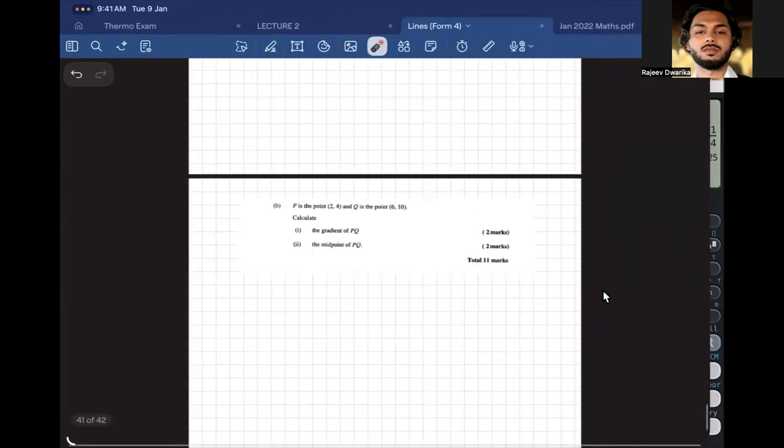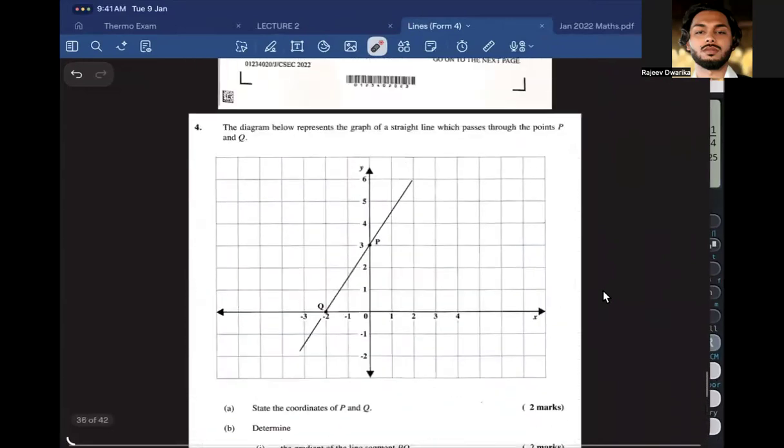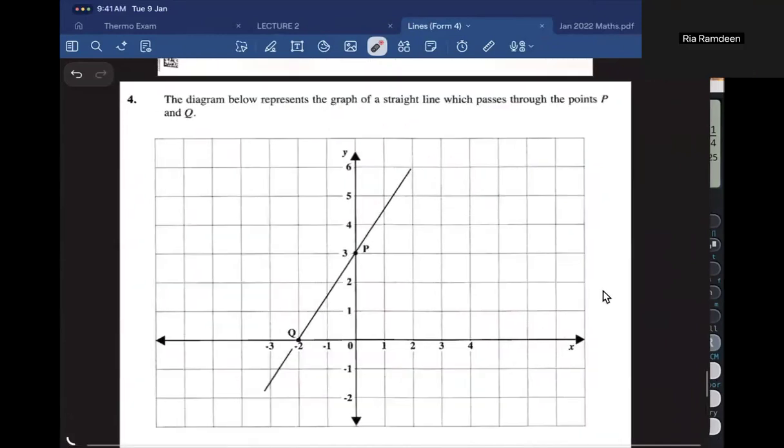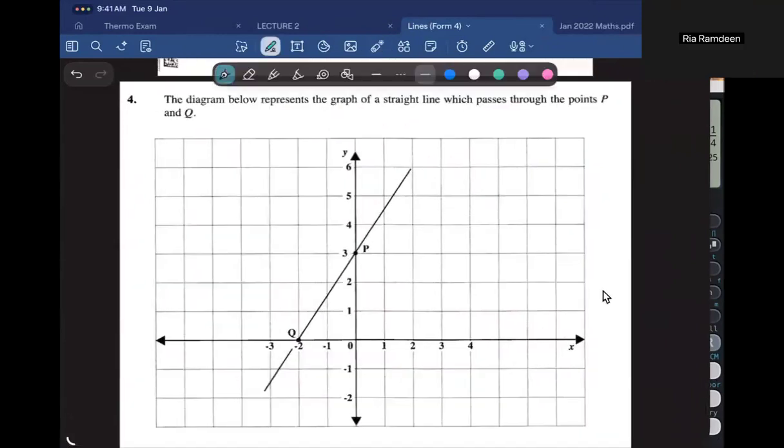Ria, can I trust you to do the rest of the questions by yourself? Yes, sir. Okay, well, we still have some time. Those who do only Form 4 classes could leave, but I think everybody here is doing Form 5 as well. So all of you could stay and we could continue.